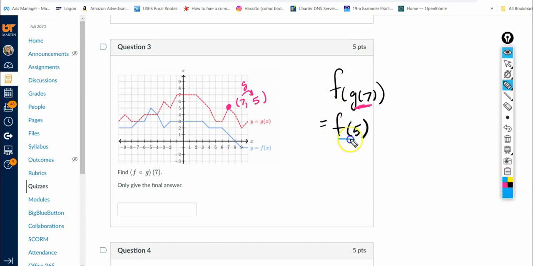And now I need to find f evaluated at 5. So I come here to the blue graph and I find x equals 5. And there's the point. And that point is 5, 2. And f maps the x coordinate into the y coordinate. So my final answer here is 2. Only give the final answer, 2. Okay.